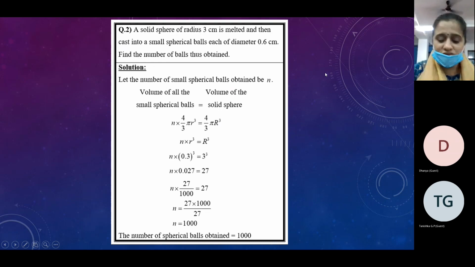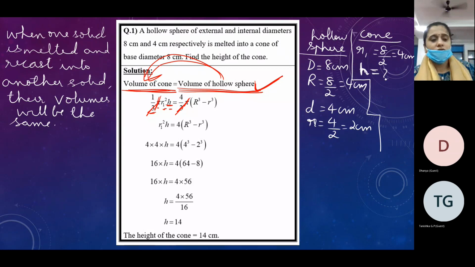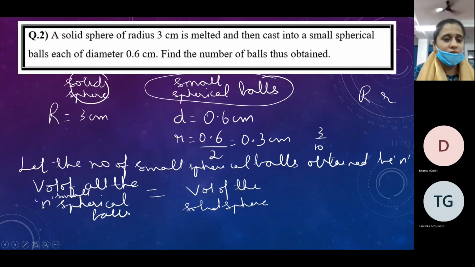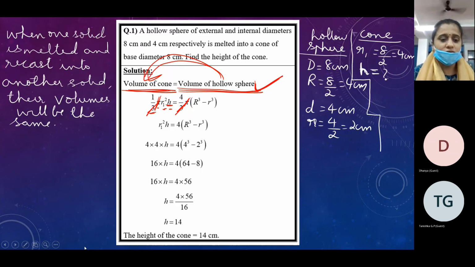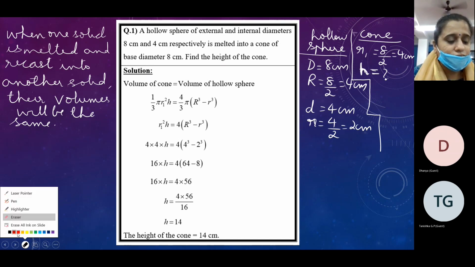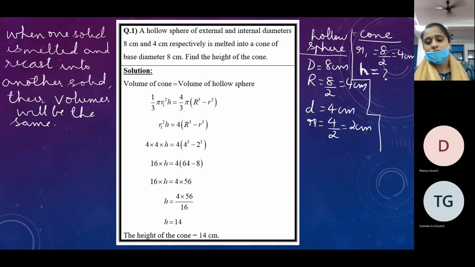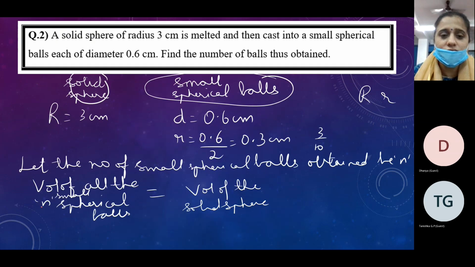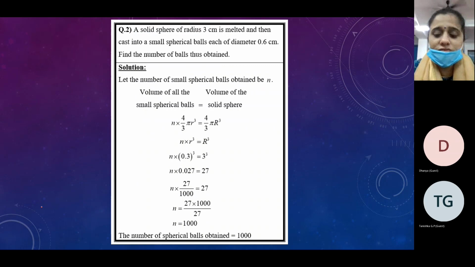All right, Danya and Tanishka, please write down. This was the first one. You can take a screenshot. One minute, let me just clear something. Now take a screenshot of the first one, children. I hope it's done. Yeah, this is the second one. Please work this.